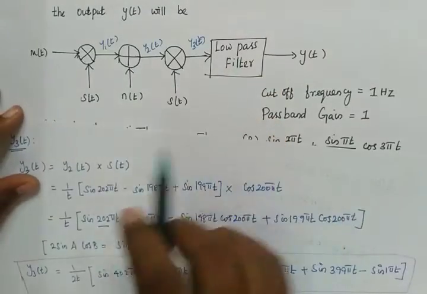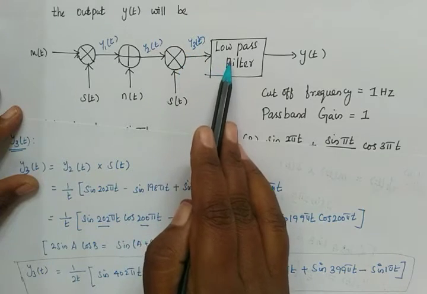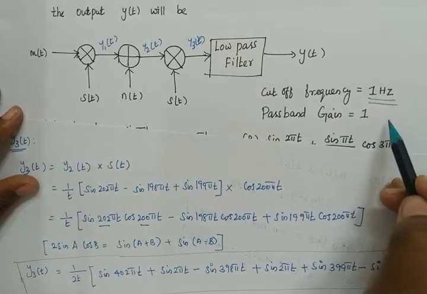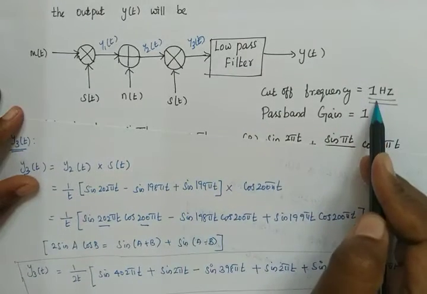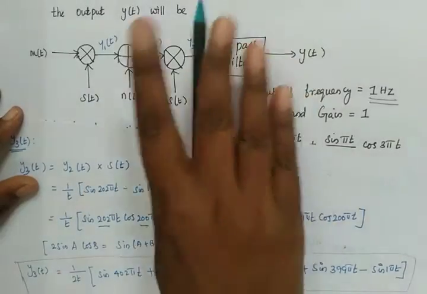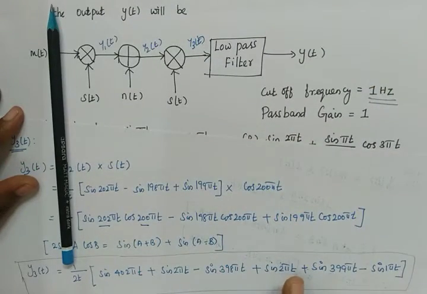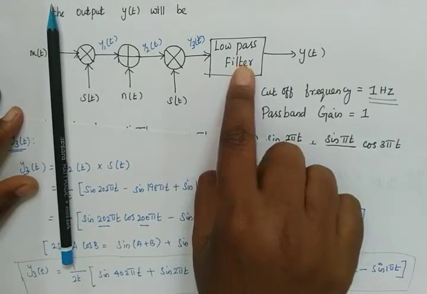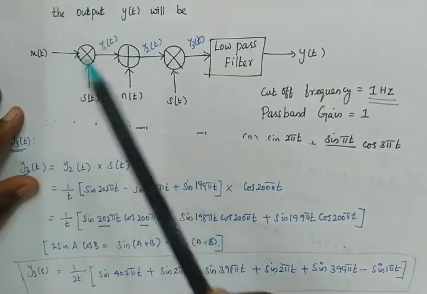Now we found y1 of t, y2 of t and y3 of t, and the output of this is given to the low pass filter. It has a cutoff frequency of 1 Hertz. Now what happens in this low pass filter? This will allow only the frequency which is less than 1 Hertz. If we were taking y3 of t as output, then that would be our final answer. But here y3 of t is given as input to this low pass filter. What is the function of a low pass filter? It will allow only the low frequency signal, whereas it will filter the high frequency signal.